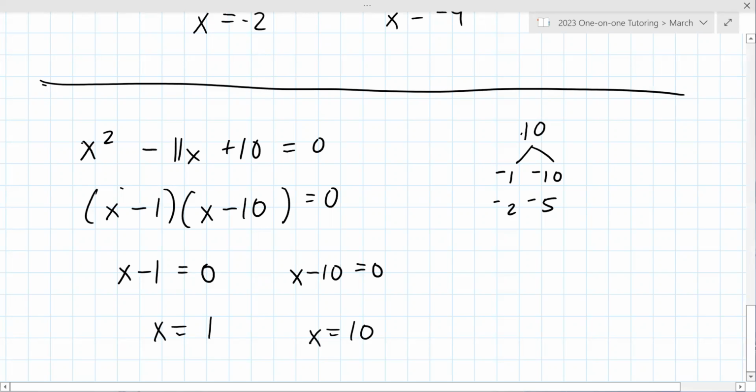Okay, so let me give you a new one to try that's like that. Let me know when you're ready for that. Yeah, that's cool. X squared minus 7x plus 10 equals 0.